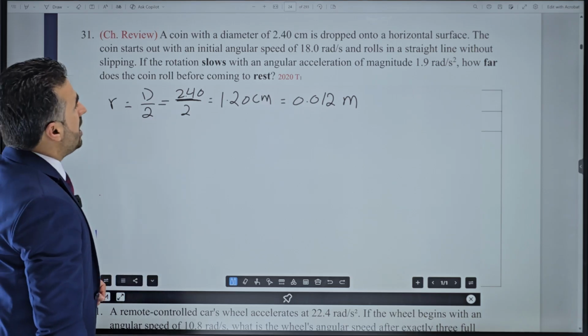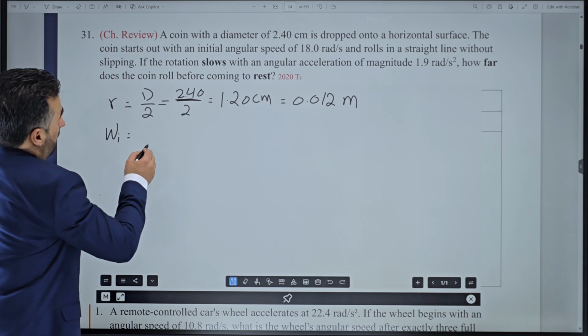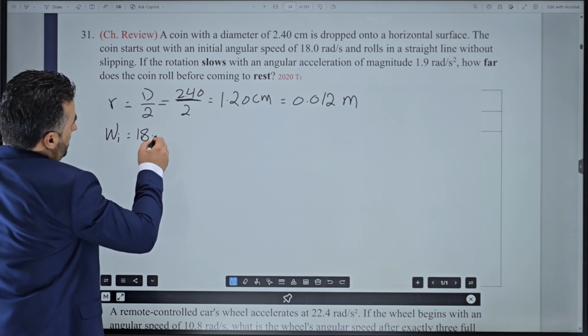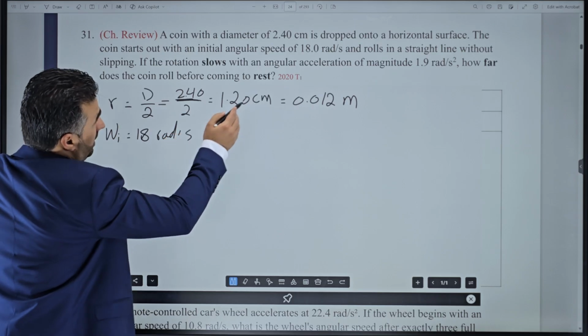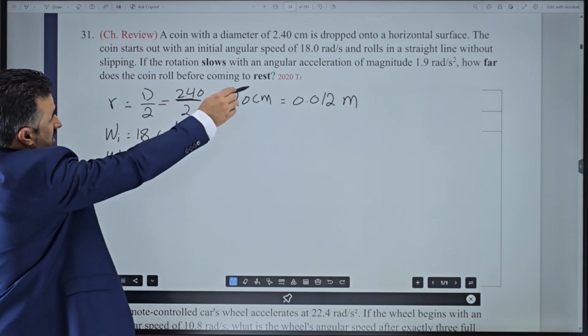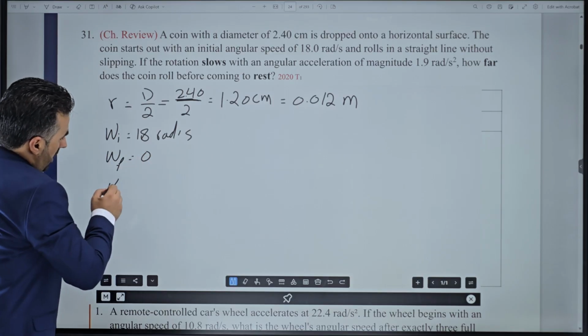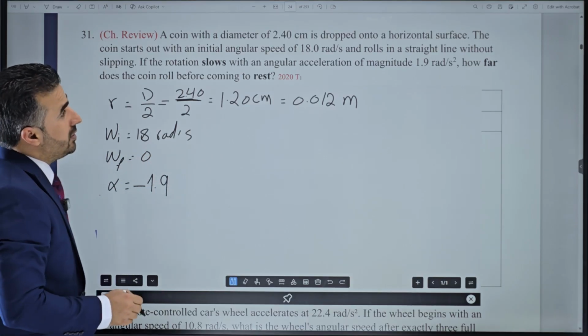And then the second part that we have says an initial angular speed. So omega initial is 18 radian per second. And then we have the omega final. It says coming to a rest, that is 0. Angular acceleration, because it says slowing down, it is negative 1.9.